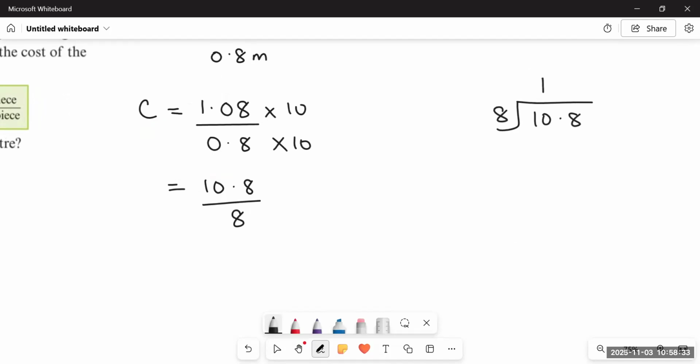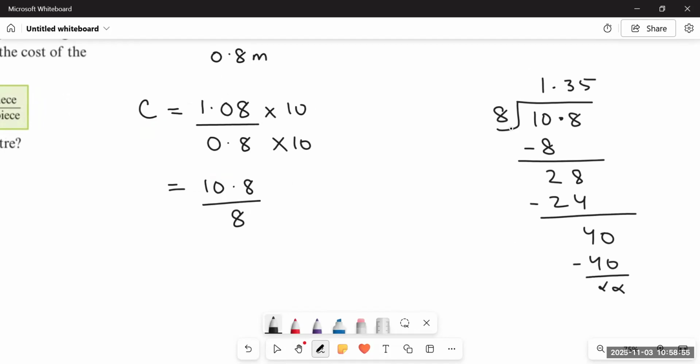So 8 ones are 8. Here comes 2. Then we have a decimal over here. As we bring down 8, we will put the decimal over here. And then 8 threes are 24. Here comes 4. As the remainder, we'll put a 0. And then 8 fives are 40. We can put a 0 if we already have a decimal in the quotient. Okay. So the answer would be 1.35.